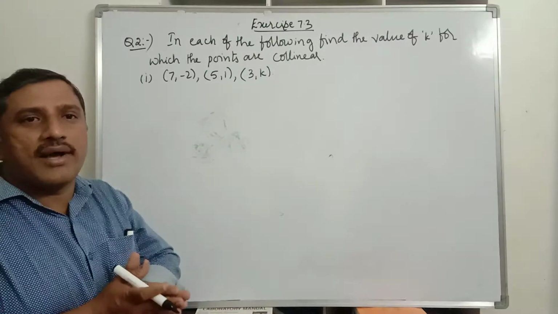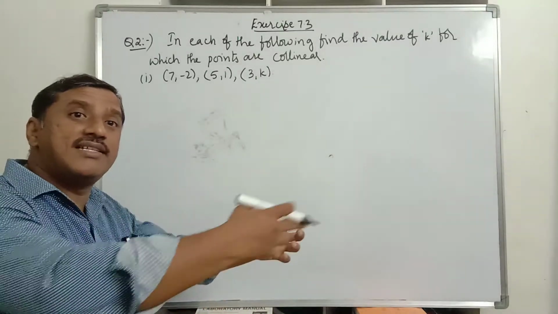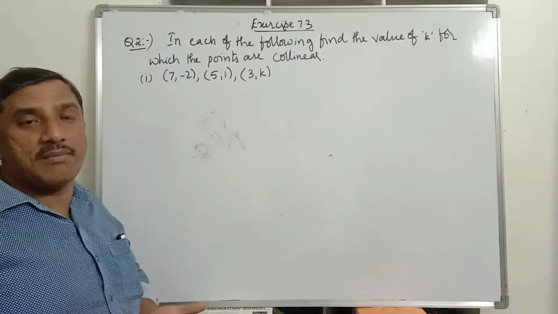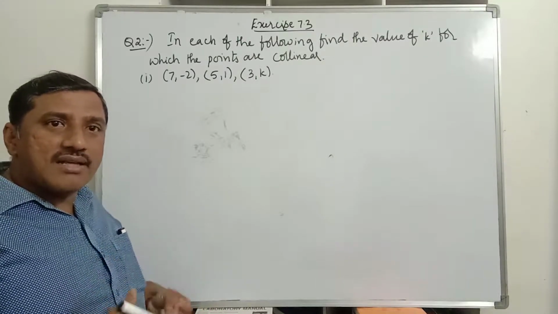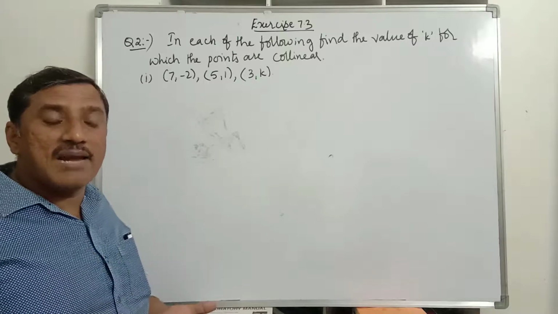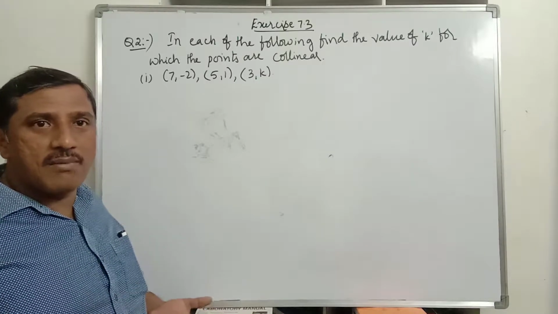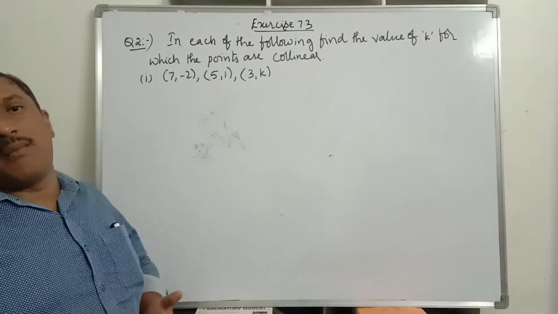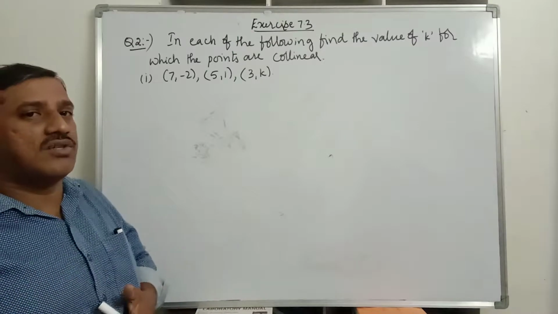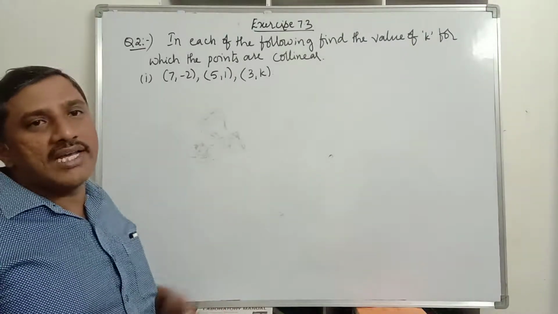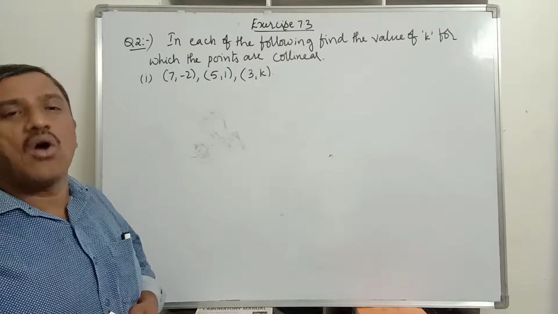What are collinear points? The points which lie on the same line are known as collinear points. If the points lie on the same line, then a triangle cannot be formed. If a triangle cannot be formed, it means the area of the triangle is equal to 0. That is, for collinear points, delta is equal to 0.